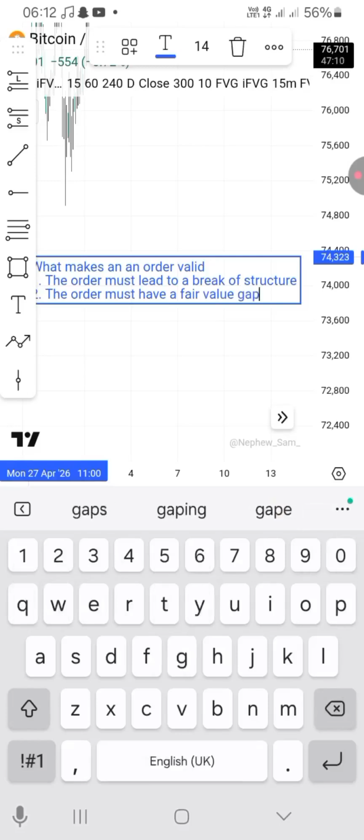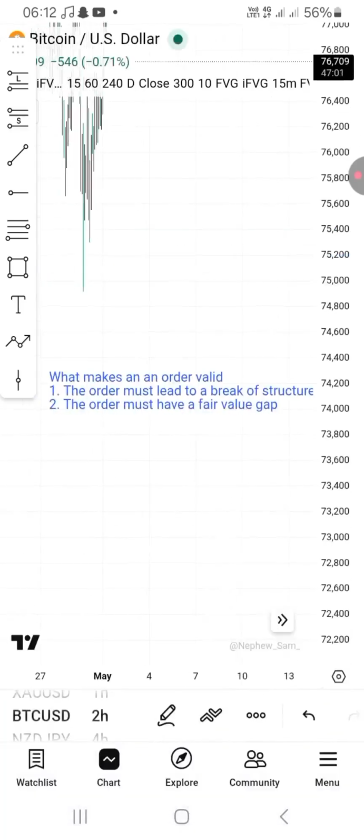Now, the order block must lead to a break of market structure, and the order block must have a fair value gap. These are the two major things that you need to look out for to know if an order block is valid. These are the two main things. Okay, let me add this one. Let me add the third thing.